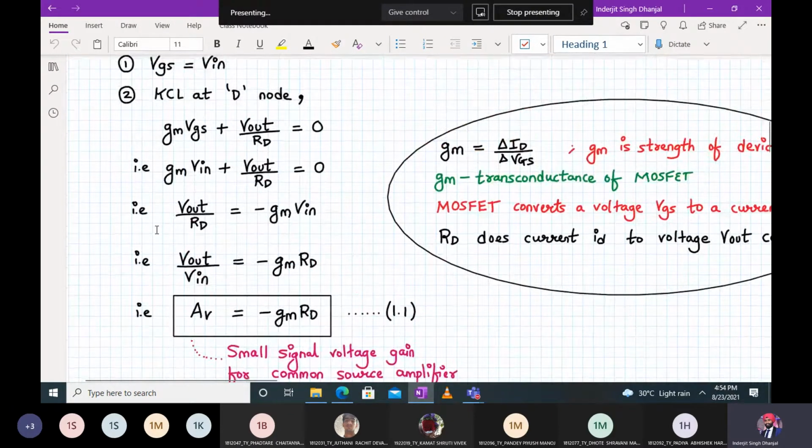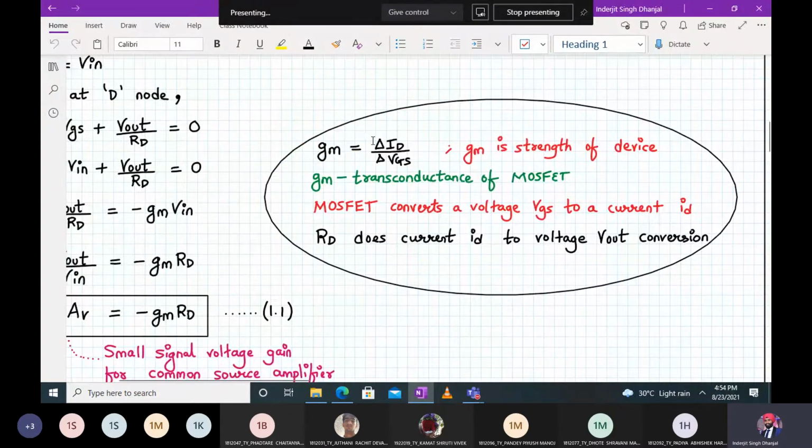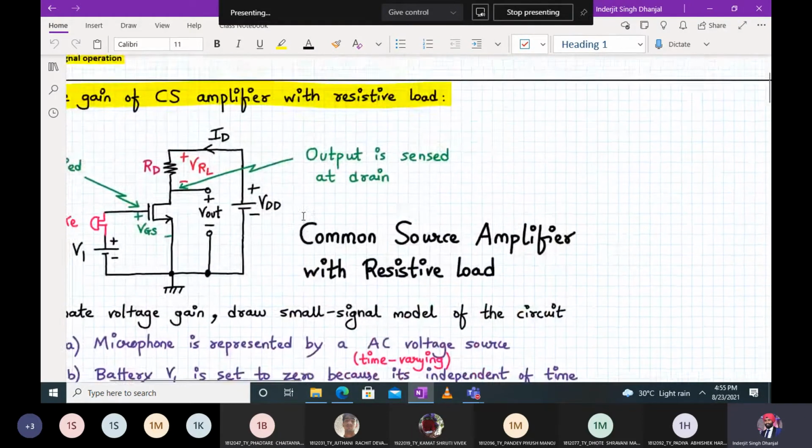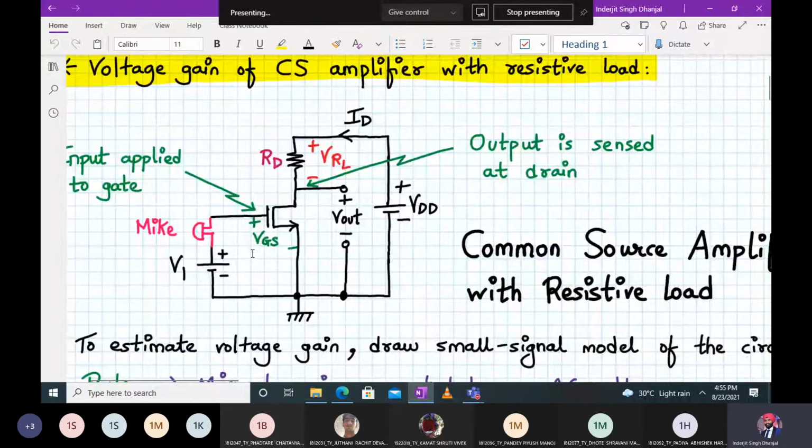So what is this gm? Just a revision of gm. gm is delta ID upon delta VGS, the changes in the current and the gate to source voltage. It's also called the transconductance of the MOSFET. The MOSFET converts a voltage VGS to a current. That was the basic definition, and from the equations we can see the MOSFET converts a voltage VGS to a current ID. RD then converts the current ID to a voltage, so RD does a current to voltage conversion. So over here, the MOSFET is converting VGS into ID.